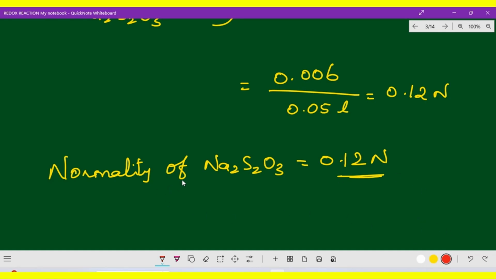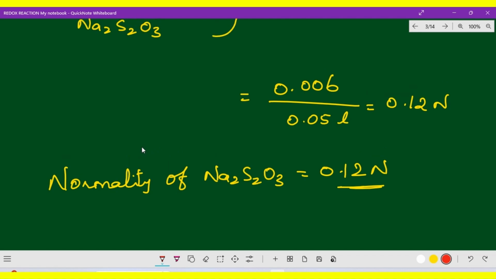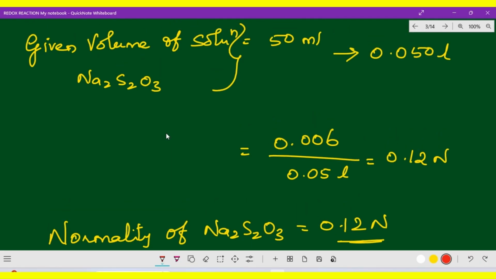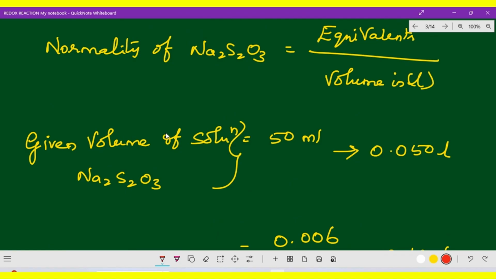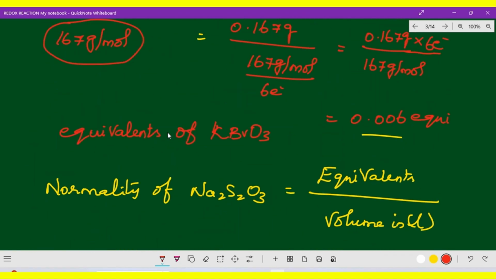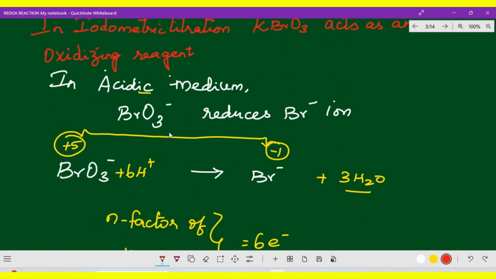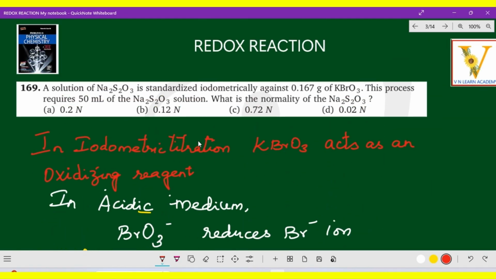Two main things we have to identify. First and foremost, the number of electrons changed in the half reaction. Then the equivalents of potassium bromate, because potassium bromate is what we find. When we find the number of equivalents of potassium bromate, we can easily identify the normality of sodium thiosulfate. Now, which is the correct option? 0.12 normality of sodium thiosulfate. Yes, you got it. The option is B.